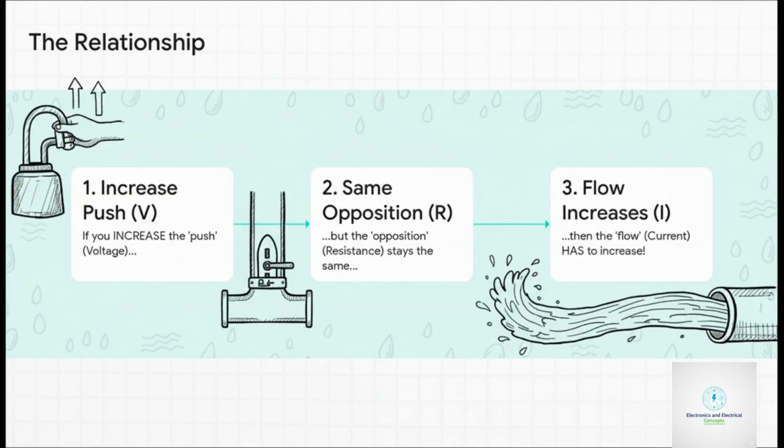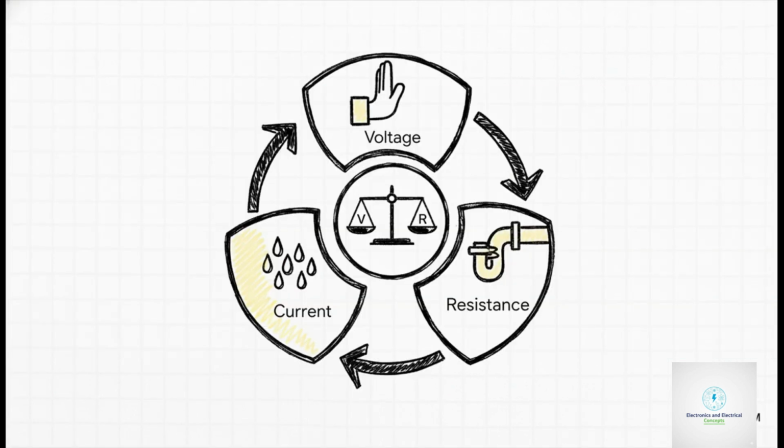Let's walk through this with our water pipe, okay? Imagine you increase the push. You crank up the water pressure. That's the voltage. But the pipe's narrow spot, the resistance, stays exactly the same. What has to happen? Well, there's only one possibility. More water has to flow through. The current has to increase to keep everything in balance. It's that simple. And just like that, you get it.